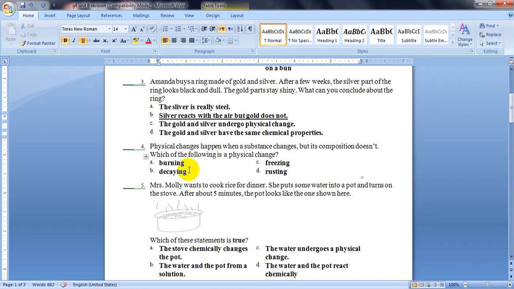Is it burning, decaying, freezing, or rusting? It is freezing. Freezing is a physical change. When you freeze water, it's still water, but only its state, the state of matter, changes. But the original substance is still here. Water is still water, but instead of being liquid, it changed to be solid.